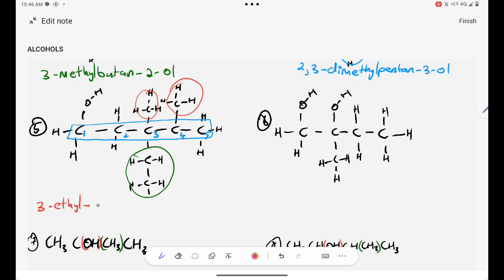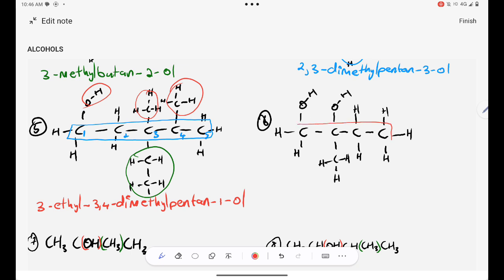So I'll simply say that this is 3-ethyl and then 3,4-dimethyl, since I have 2 of them. Dimethyl. The parent chain has 5 carbons, so I'll simply have pentane. The OH ion is at carbon number 1. It's pentane-1-ol. That's pentane-1-ol. Okay.